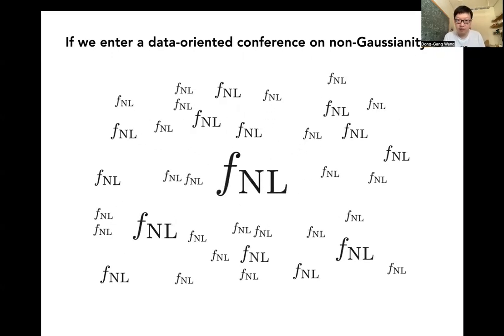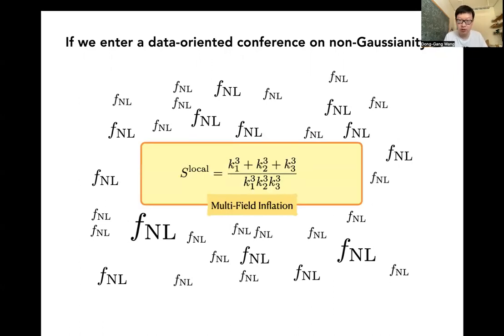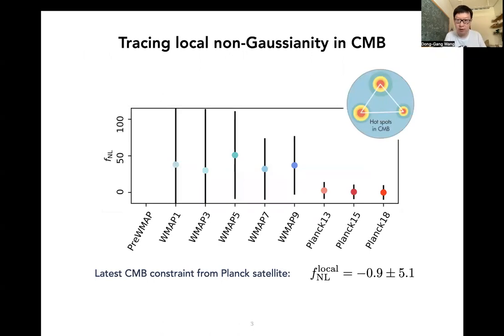It's going to be a theoretical talk, but I want to start with some observational motivation. If we enter a data-oriented conference on primordial non-Gaussianity, then what we hear most is that the leading experiments in this area are mainly looking at one single parameter. It's called f_NL, and this f_NL is the one associated with the local ansatz or the local shape of primordial non-Gaussianity. This is believed to be the signature of multifield inflation. And indeed, in the past about 20 years, we have gained tighter and tighter constraints on the local non-Gaussianity.